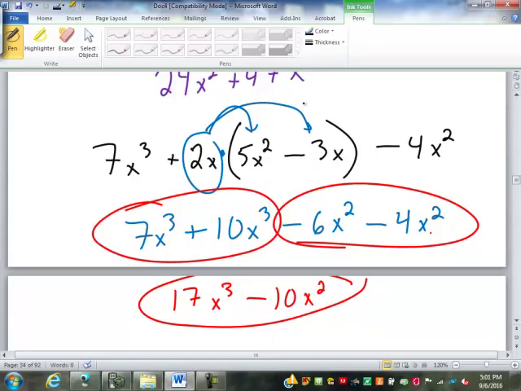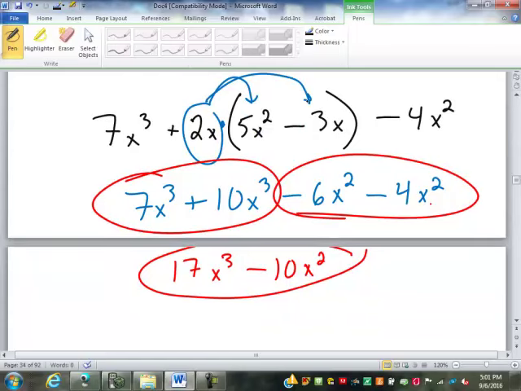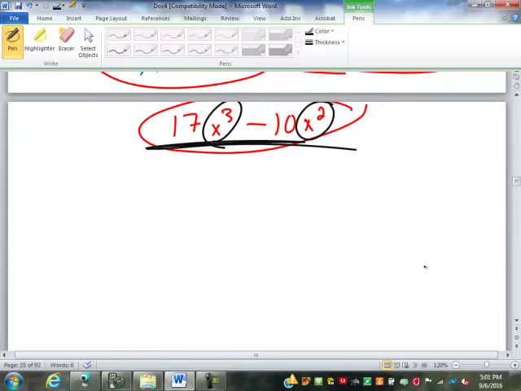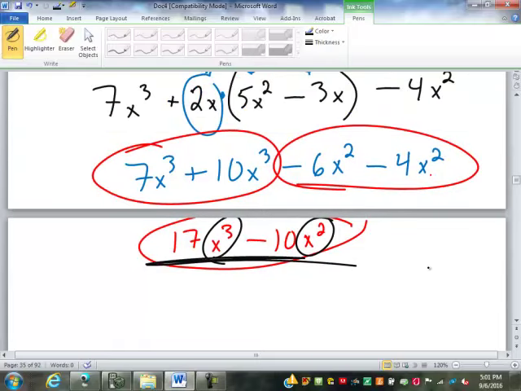Be very, very careful with the negatives. Those will screw us up. Also, most people get here and they're tempted to try to combine those. Don't. Those are different powers of x. We cannot combine them with addition or subtraction. Why? Because remember, an x cubed and an x squared are different, just like an inch cubed and an inch squared are different. You've got to have exactly the same name.